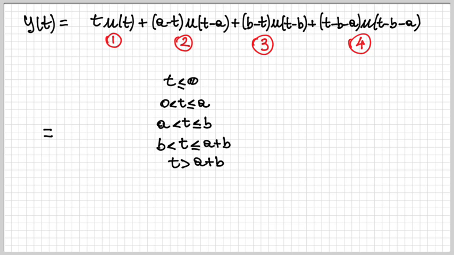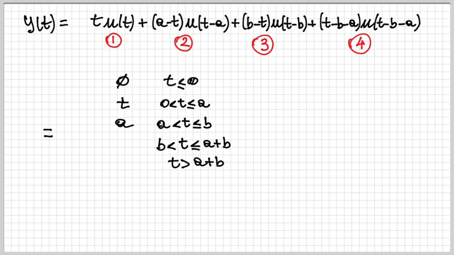Basically, out of these 4 components, some of them are non-zero only in certain intervals. So, for example, when t is negative, all these quantities are zero, so the result is zero. When t is between 0 and a, result number 1 is non-zero and every other result is 0, so the result is t. Between a and b, number 1 and number 2 are non-zero, so if you sum them up, you get a.